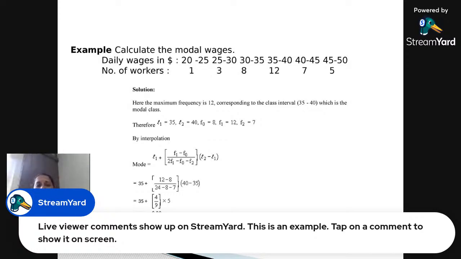Now, what is the frequency of the succeeding class? That is the next class to the modal class. What is the frequency of the succeeding class to the modal class?